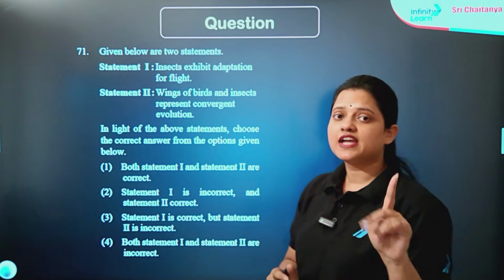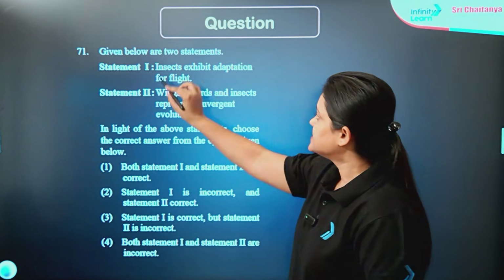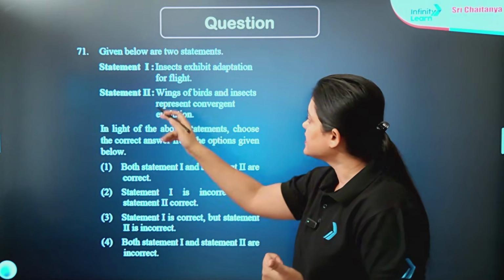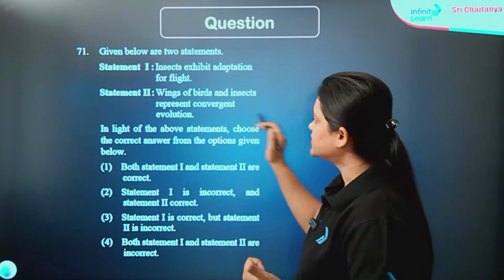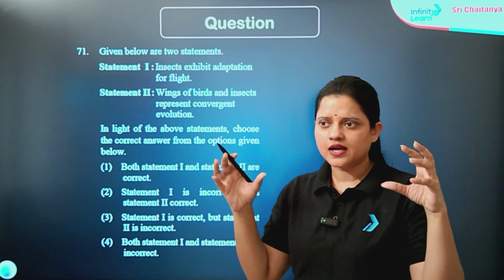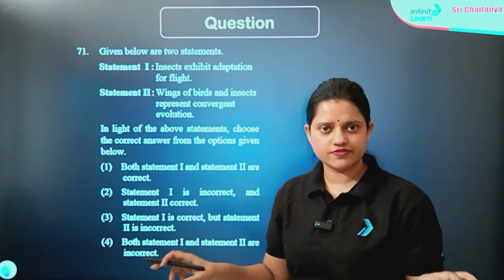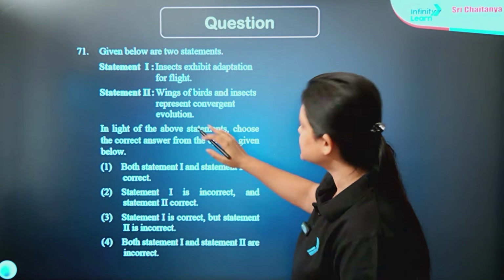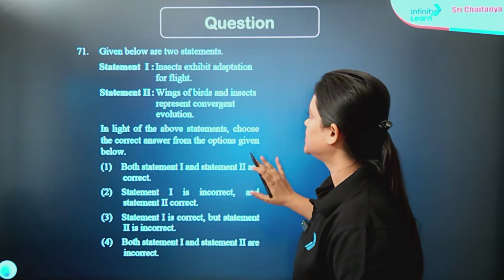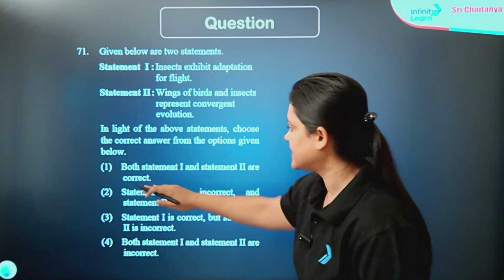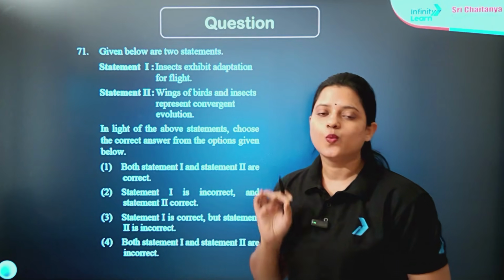Next. So we have statement 1 and 2. Insect exhibit adaptation for flight. That's true. Wings of bird and insects represent convergent evolution. So wings of bird and insects, they do have wings, but the structure is different, and they do the same function, that is flying, right? So it is an example of convergent evolution. So both are true. Statement 1 and 2 are correct. So correct answer will be 1. Easy.